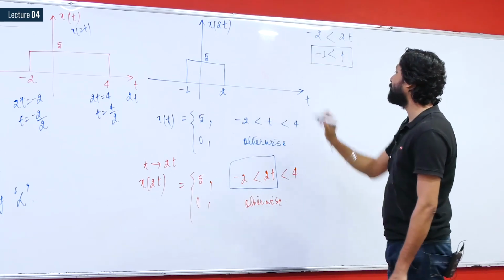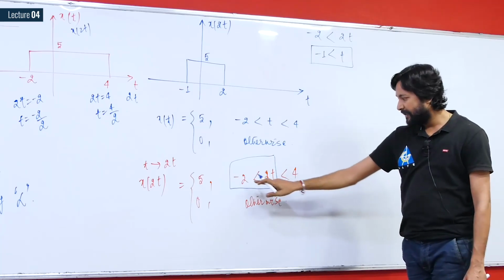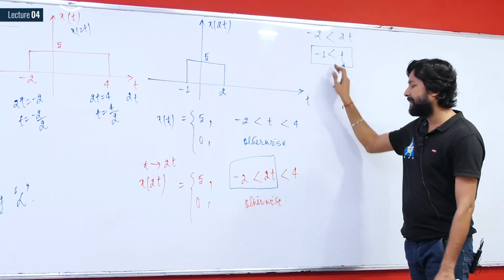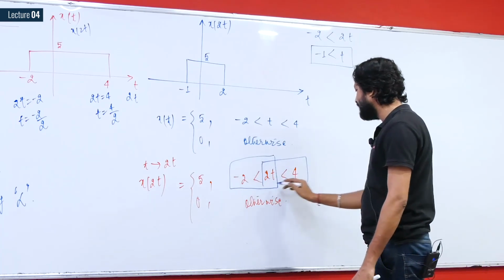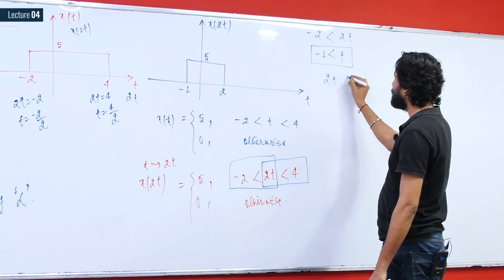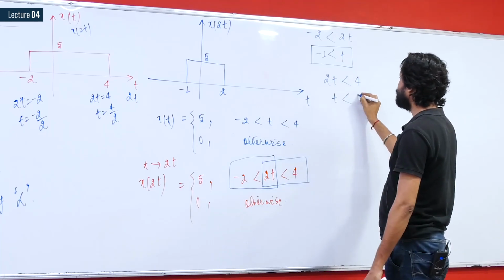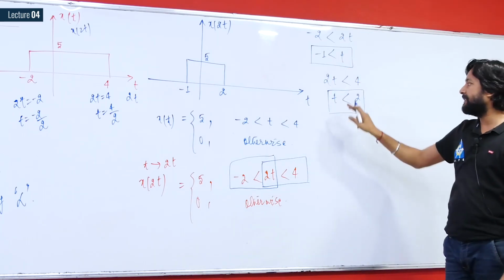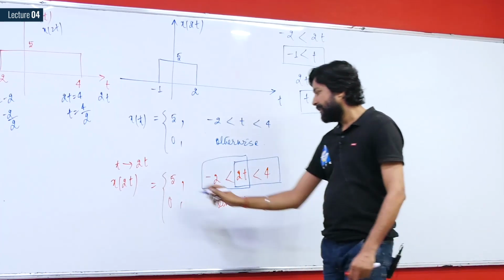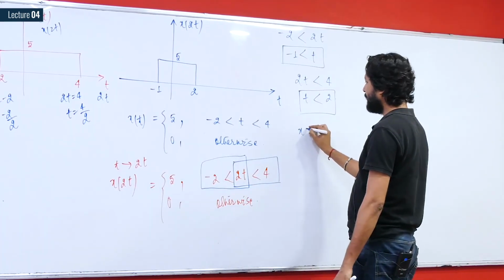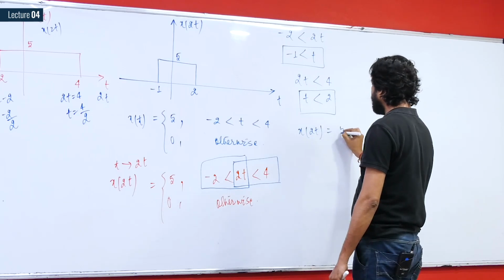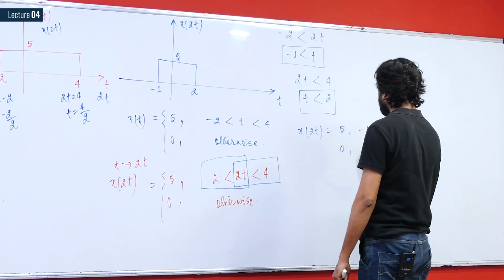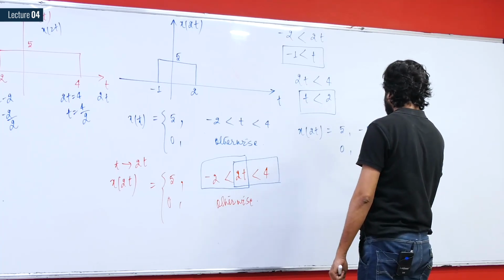The first limit you have obtained from this pair of limits, minus 2 less than 2t, or you can say that t must be greater than minus 1. And the second limit you will be obtaining from these two, that is if 2t is less than 4, then t must be less than 4 by 2, that is 2. So these are the two limits: t must be greater than minus 1 and t must be less than 2. Therefore, you can write this function x of 2t will be 5 for minus 1 to 2, and it will be 0 otherwise.